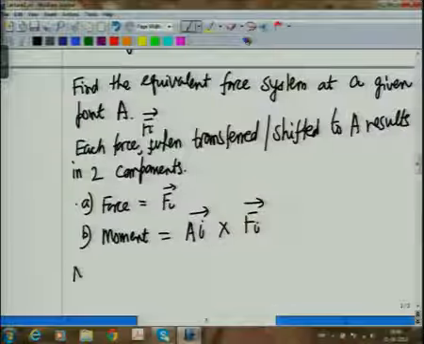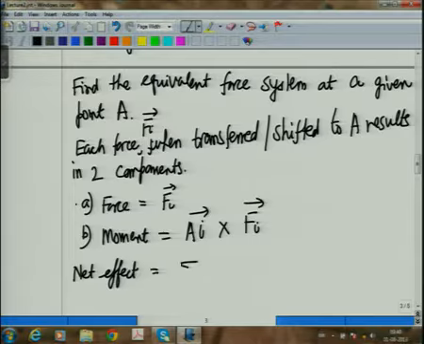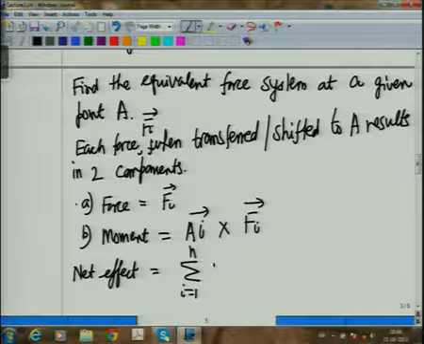So therefore the total, so the net effect is equal to sigma i equals 1 to n Fi.